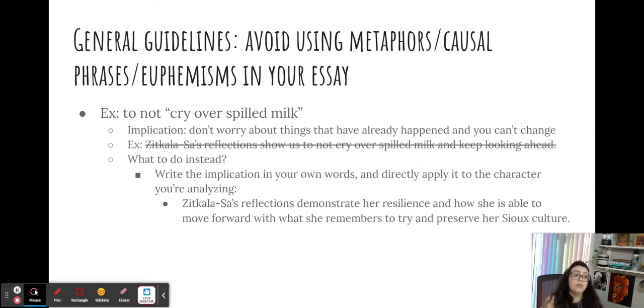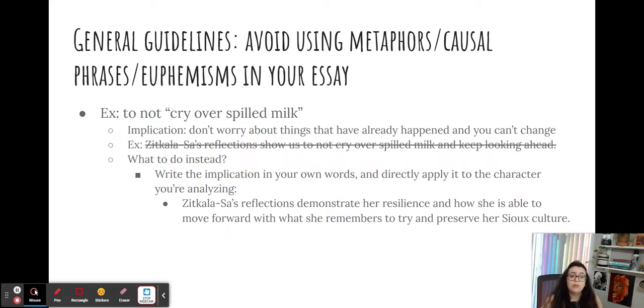We also want to avoid using metaphors and casual phrases or euphemisms in the essay, right? So, for example, to not cry over spilled milk. The implication is don't worry about things that have already happened and you can't change, right? That's kind of what that expression means, but it's informal. So any metaphors, phrases, euphemisms, those are all informal, and the genre of the essay is formal. So we want to avoid it. Also, it just doesn't appropriately convey what we want.